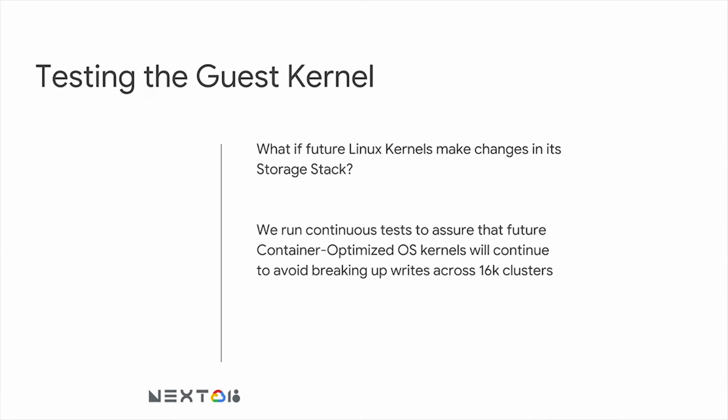And after we did that, we had to ask ourselves the question, so what if future Linux kernels might make changes in the storage stack and all that auditing work might no longer be valid for some new upstream kernel? And so what we did is we added additional regression tests that actually tested to make sure that writes would never get broken up at inconvenient boundaries. And we added that to our continuous testing regime that we use as part of our build and release process for the kernels for Container Optimized OS. And that's to make sure that this guarantee that we've made after auditing the code will continue to be true in future Linux kernels.